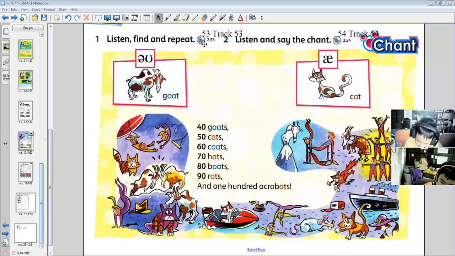Right. Let's listen. Listening 2.53. Listen, find and repeat.